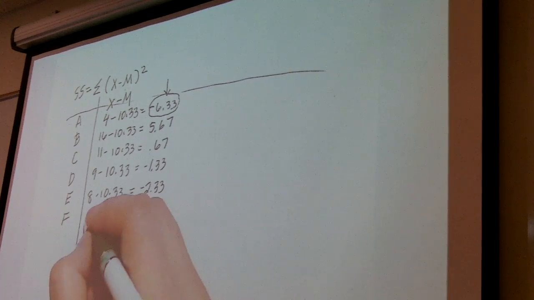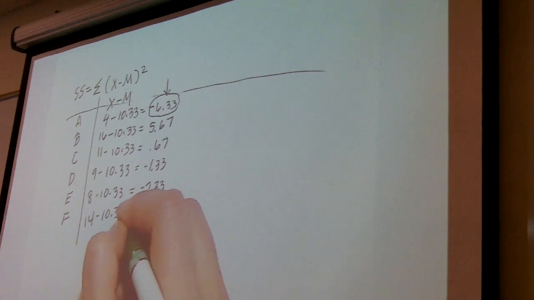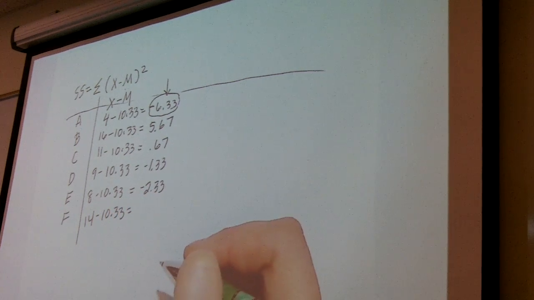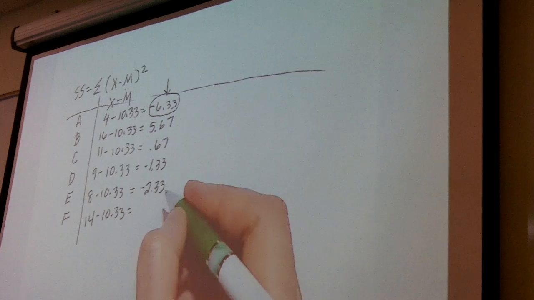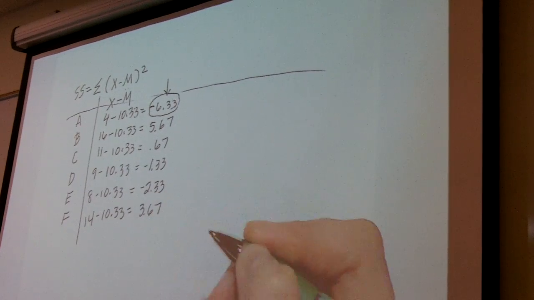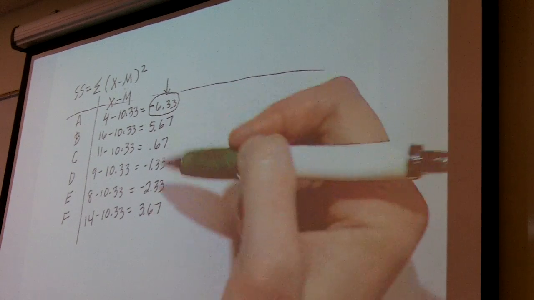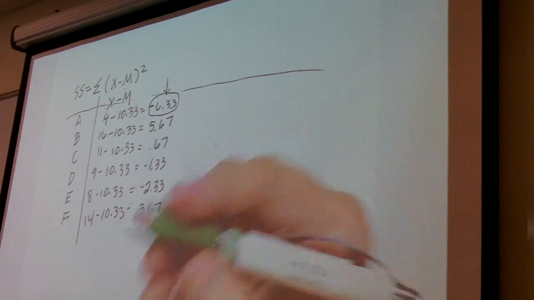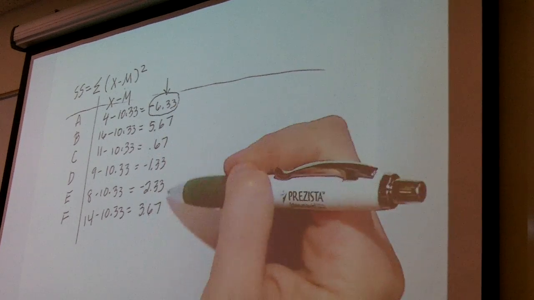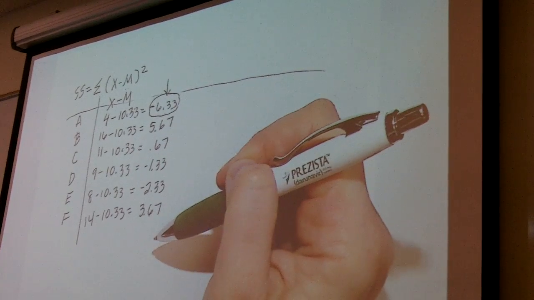And Fiona, 14 minus 10.33 equals 3.67. Okay, so we figured out the deviation. Now, if you do this in a problem set, whatever, I'm fine if you just put these numbers. You don't have to put that math.